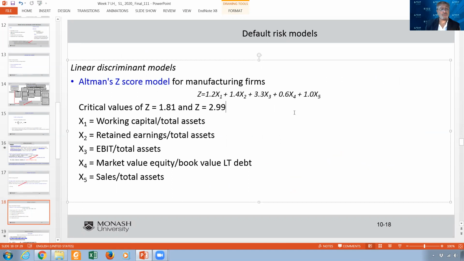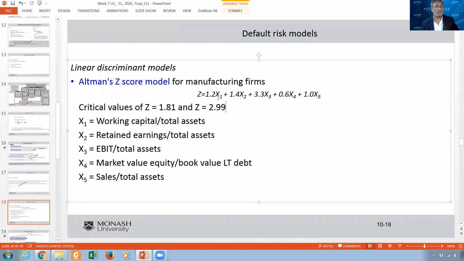Okay, and it has been developed. So actually, this is the critical value. If the value is between 181 and 299, that's fine. It's a critical area. You may consider it, you may not consider it. But if it is over 299, then accept it.